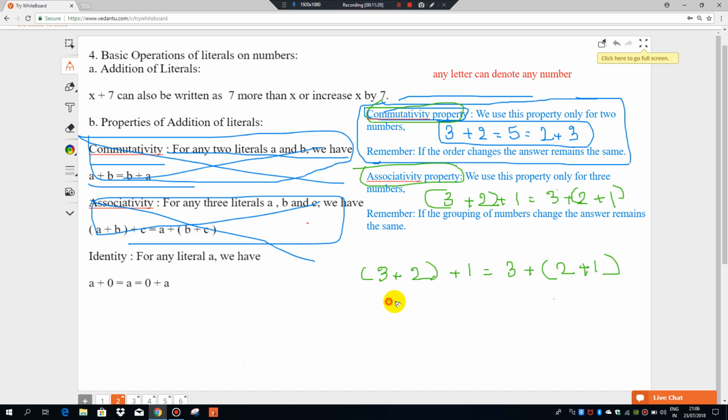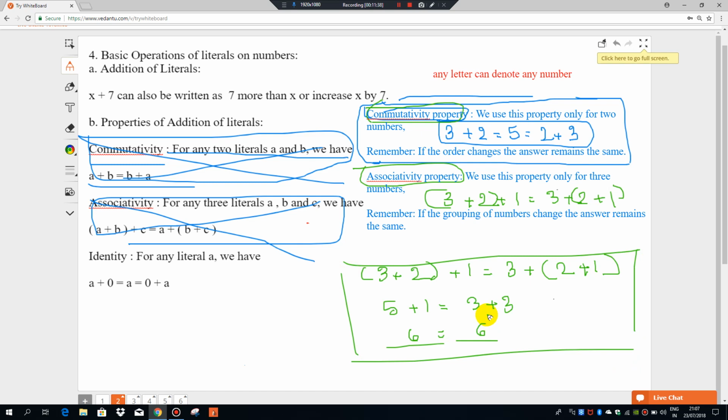3 plus 2, 5 plus 1 is equal to 6, and 3 plus 3 is 6. 6 is equal to 6. See, the answer is the same. With any numbers as an example, you will get the idea of that.